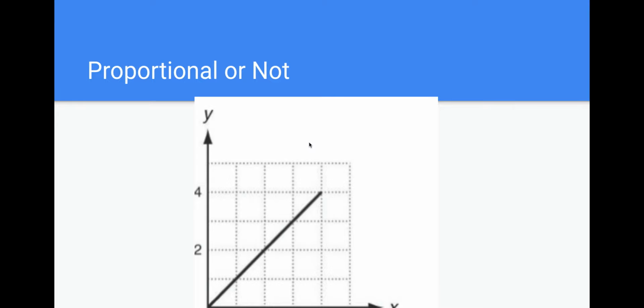Okay, with this one, is this graph proportional or not? If you said yes, you're absolutely correct, because we start at 0 and we have a constant rate of change. And so that makes our graphs proportional.